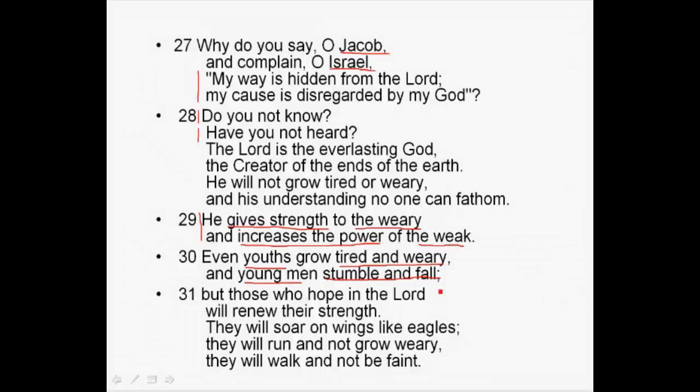"But those who hope in the Lord will renew their strength. They will soar on wings like eagles. They will run and not grow weary. They will walk and not be faint." Here again you've got this parallel structure. They will run, they will walk, and they will not grow weary, and they will not be faint.